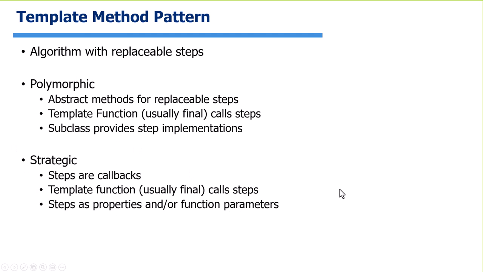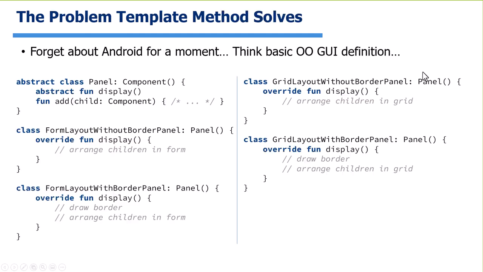In the strategy approach, you're going to define a higher order function passing in the steps that you want to replace. So let's just get out of Android for the moment here and just think basic object-oriented programming and how this would apply for a template method. Let's say that, for example, we had a bunch of components that are going to be used inside a user interface outside of Android. We define a panel.